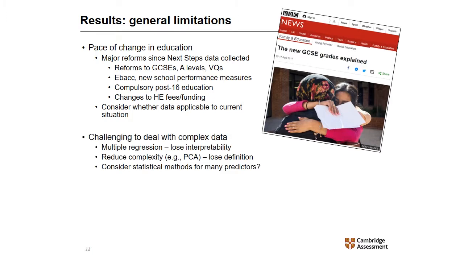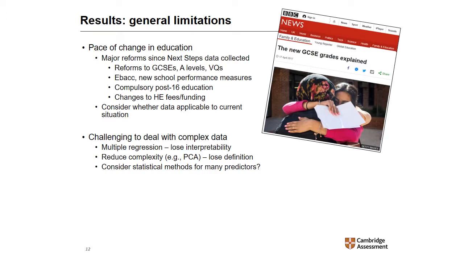The next thing to think about is how to deal with complexity of the data. Now, these are huge data sets. We've got lots of variables, lots of respondents, multiple years. It's a complex data set. And it's challenging to deal with. So some people use multiple regression, as mentioned, but one of the downsides of this is when a lot of variables are included as controls, we're losing some of the interpretability about each particular variable.